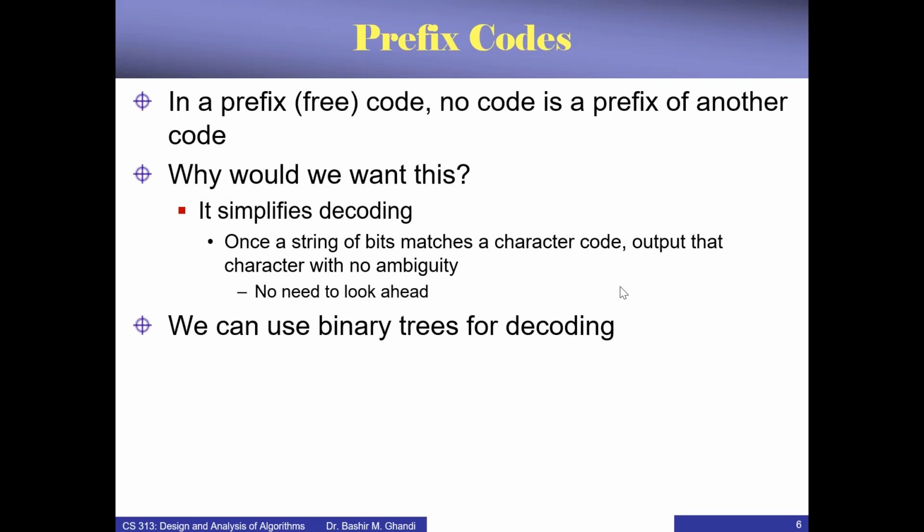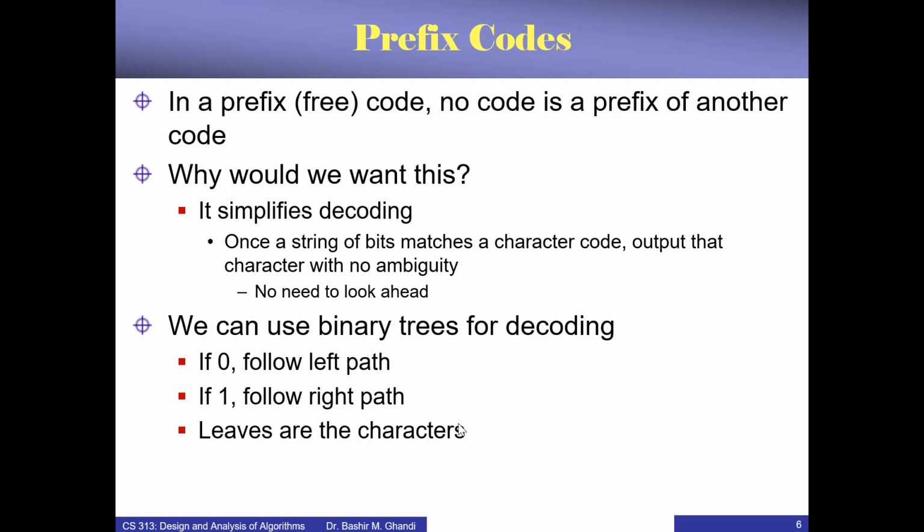Now we can use binary trees for decoding codes that are in this format. Simply you will be going left, for example, if you encounter a 0, and you will be going right if you encounter a 1 in the string that you are trying to decode. So you keep going left or right until you reach a leaf node. The leaf node will contain the actual characters, so the leaves are the actual characters. We're going to see an example in the next slide.